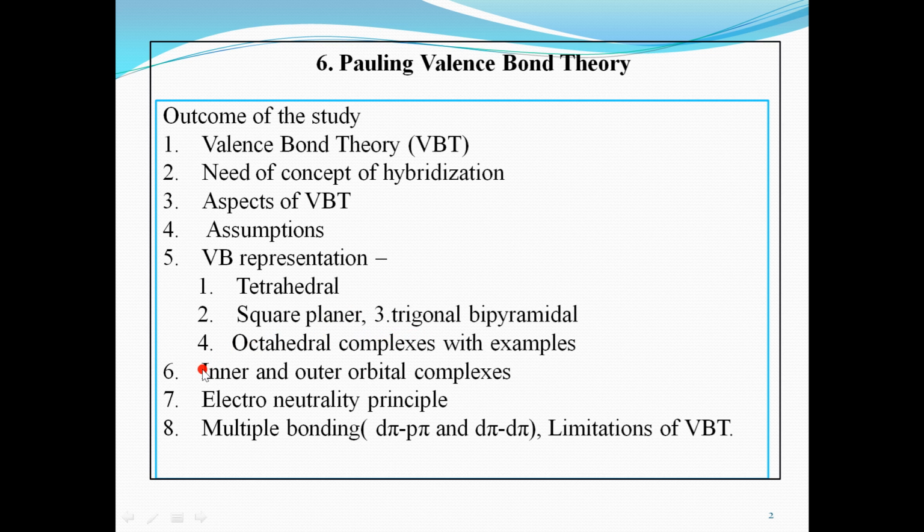There are other concepts too, that is inner and outer orbital complexes, and the electroneutrality principle, that is, a certain number of ligands can donate electrons, and the neutrality is explained with this particular principle. Multiple bonding, that is more than one bond between the metal and ligands in the complex, can be explained with dπ-pπ and dπ-dπ types of bonding. There are also certain limitations of this theory, and we will explain those as well.